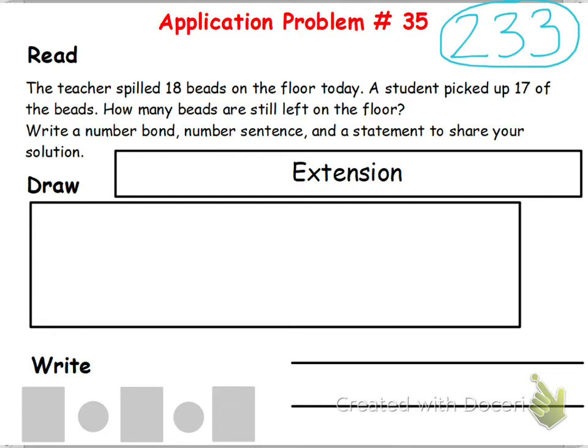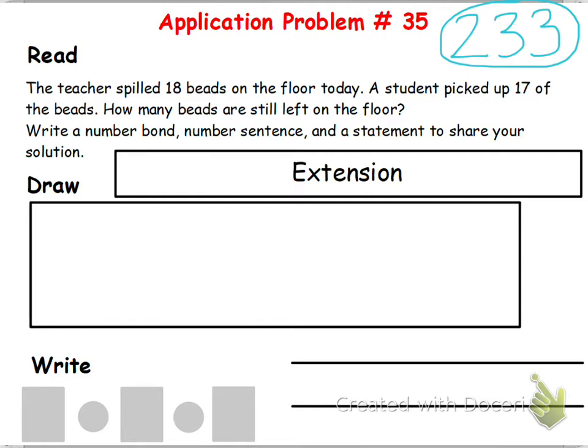It says the teacher spilled 18 beads on the floor today. A student picked up 17 of the beads. How many beads are still left on the floor? We have to write a number bond, number sense, and a statement to share a solution, which is the answer. I'm going to read it again. The teacher spilled 18 beads on the floor. A student picked up 17 of the beads. How many beads are still left on the floor? We have to write a number bond, number sense, and a statement to share our solution, which is our answer. I'm going to read it again, guys.